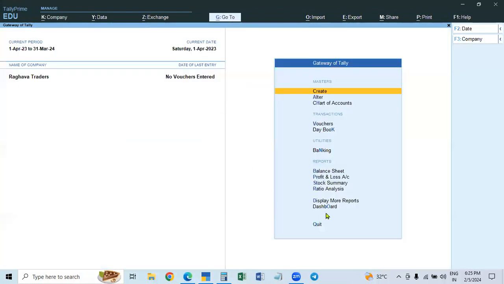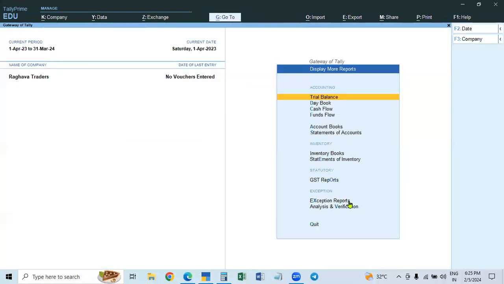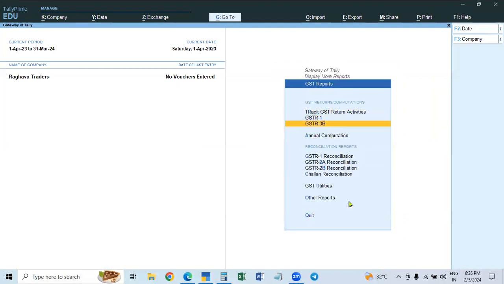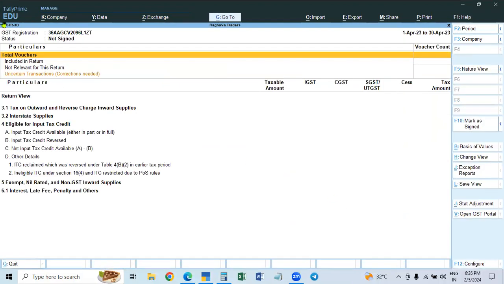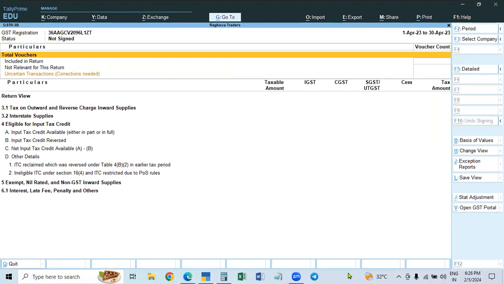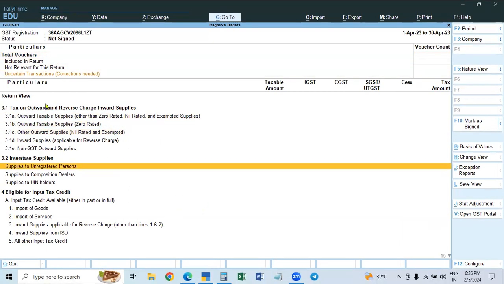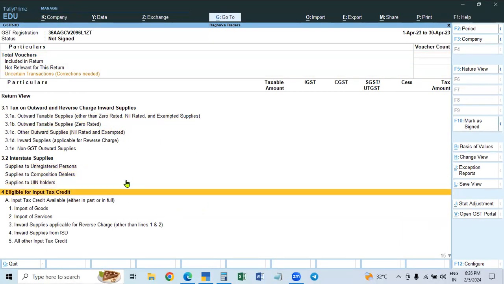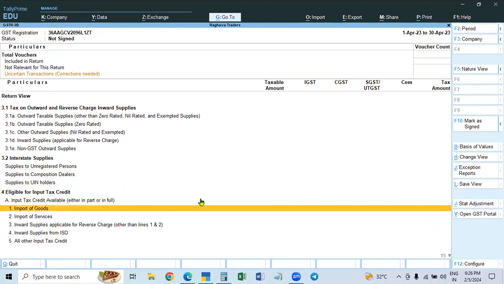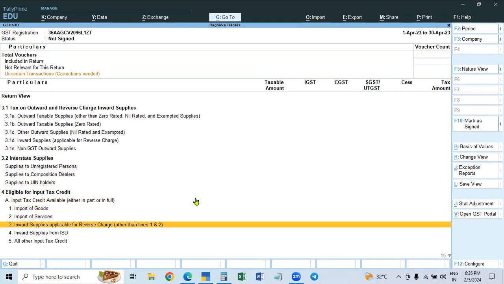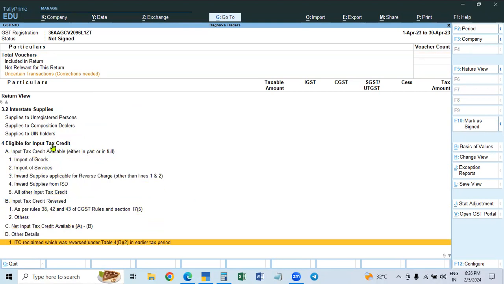Go to display more reports, then go to GST reports, then go to 3B. All these are given here. If you want all the details, press F1. For purchases, it will not show as outward supplies or inward supplies. It will say eligible ITC. See here, eligible ITC. It is eligible for input tax credit.